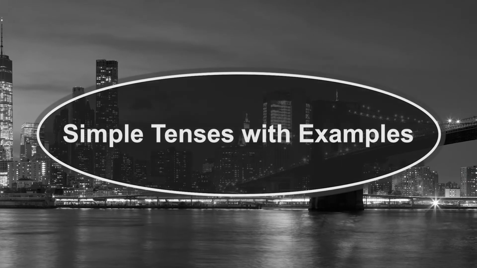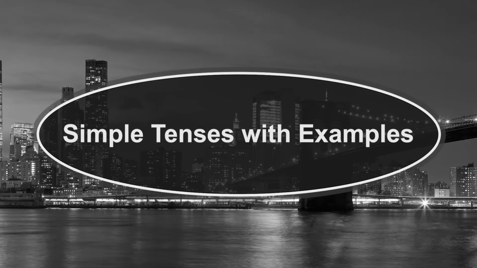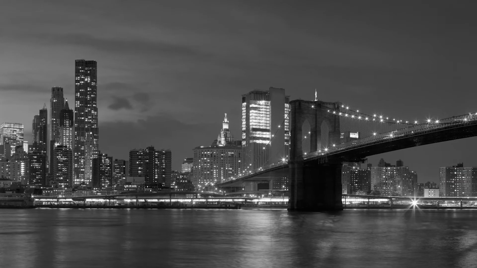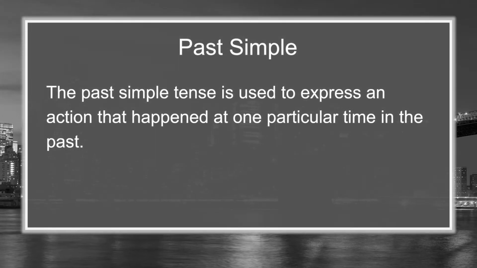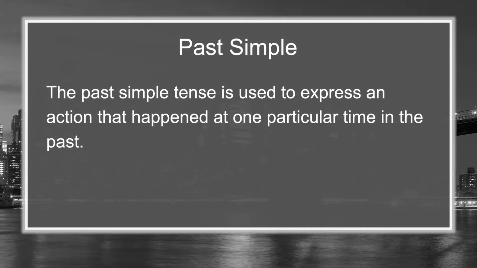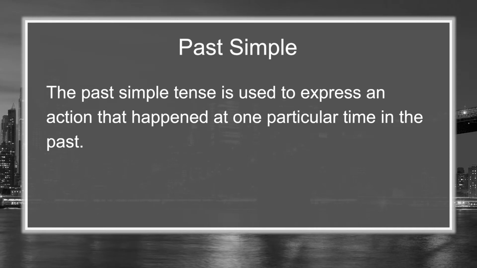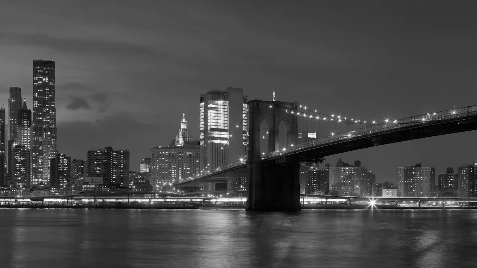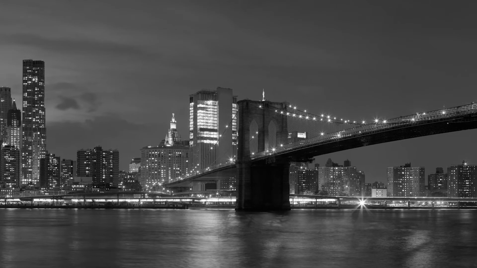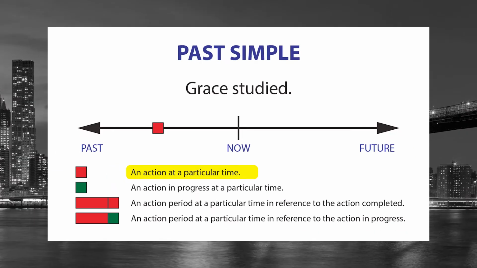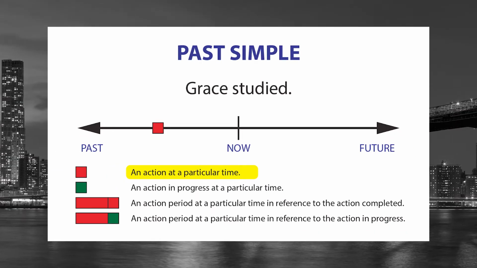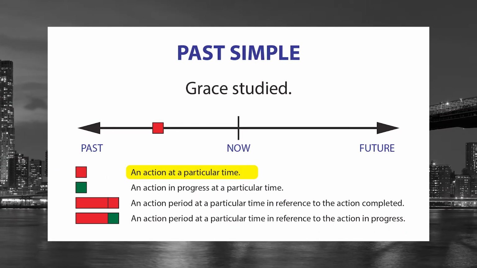Simple tenses, with examples. The past simple tense is used to express an action that happened at one particular time in the past. Grace studied means that she studied at one particular time in the context of the past time.